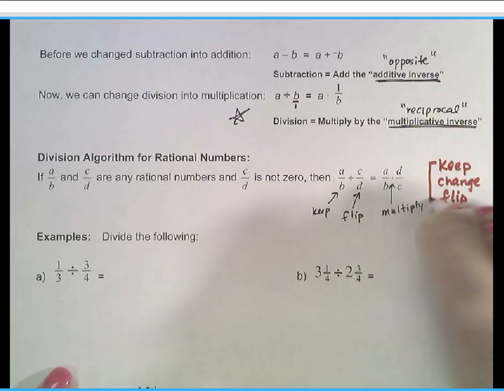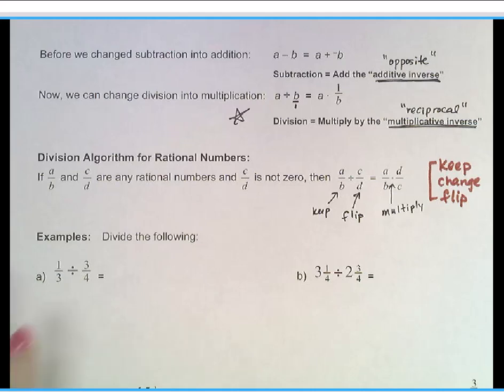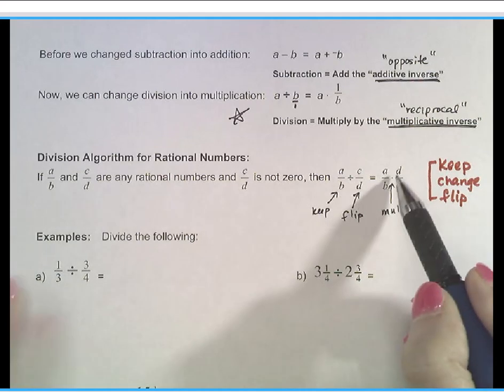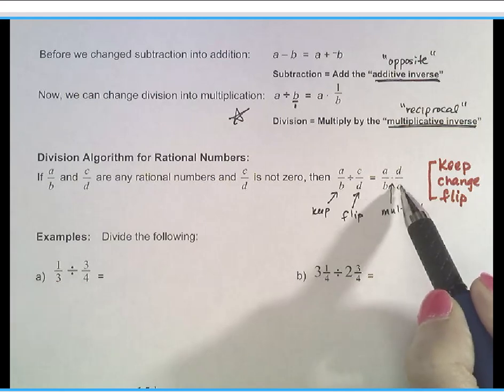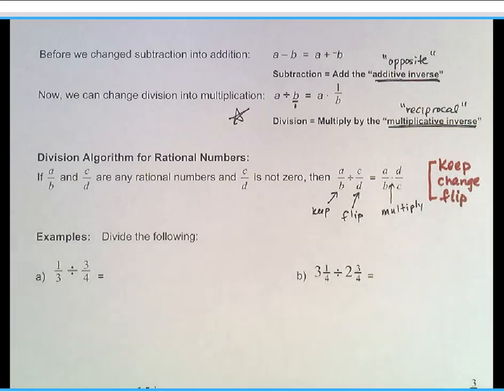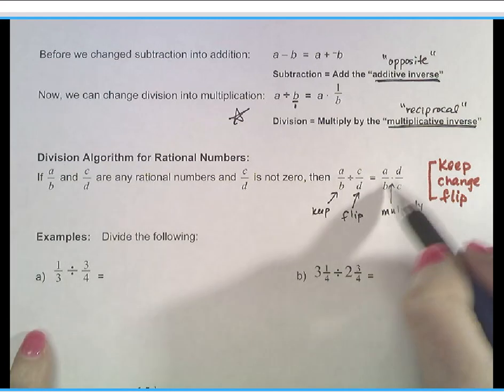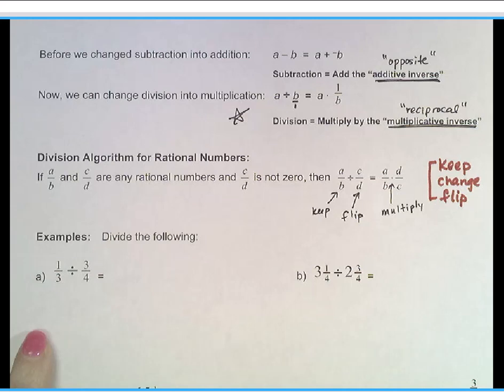Whichever way you want to think about it is fine. So we keep the first fraction, we change to multiplication, we flip the second fraction. Okay, keep, change, flip, keep, flip, change. I know it's whatever. It's all the same thing. Keep the first one, change to multiplication, flip the second one. That's how you divide fractions.